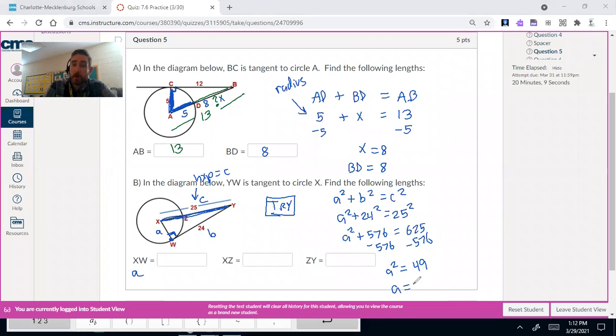So A is going to be the square root of 49. And check that, you should get 7. 7 times 7 is 49. So 7 is going to represent A. Okay, if you didn't write this down, do so now. I'm going to erase this information so we can look at and focus on these two here.